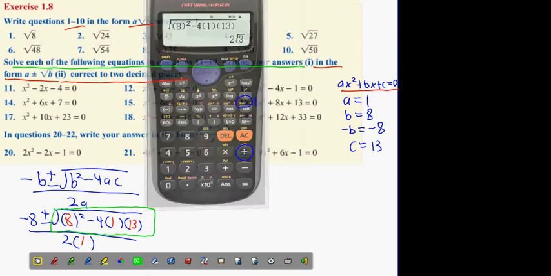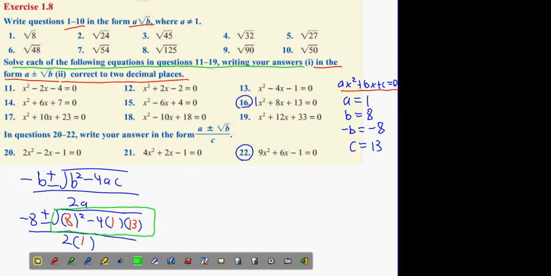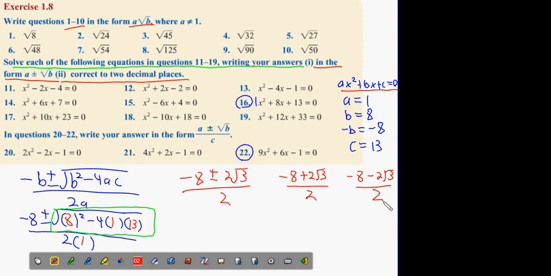Once you've done that, what you're going to get is minus 8 plus or minus 2 root 3 all over 2. Now, what I'm asking you to do is trust your calculator. Minus 8 plus 2 root 3 over 2 is one answer. See the way it's plus and minus? The second answer is minus 8 minus 2 root 3 over 2. Now, I'm going to write each one into the calculator individually.